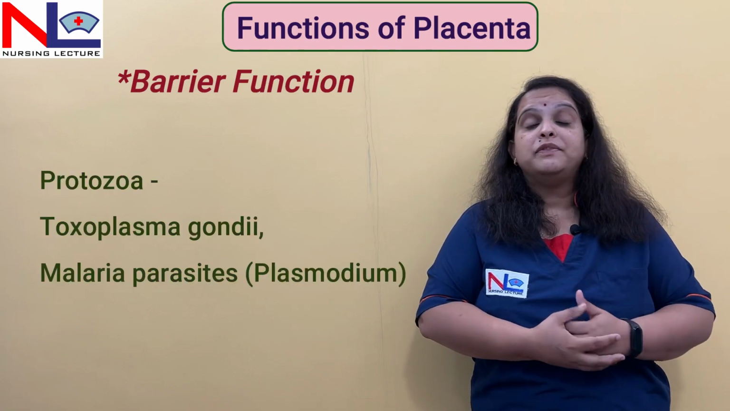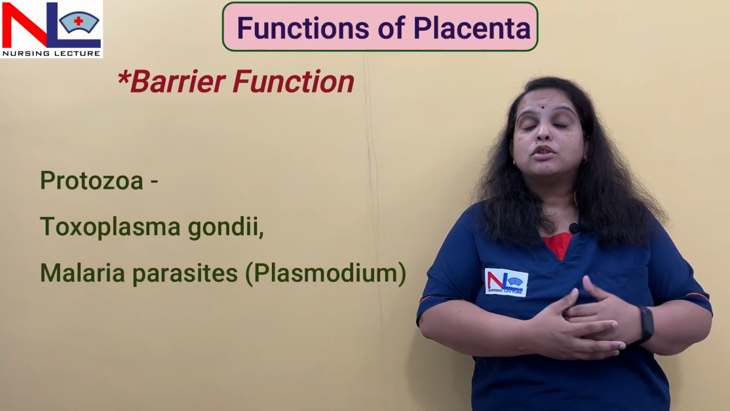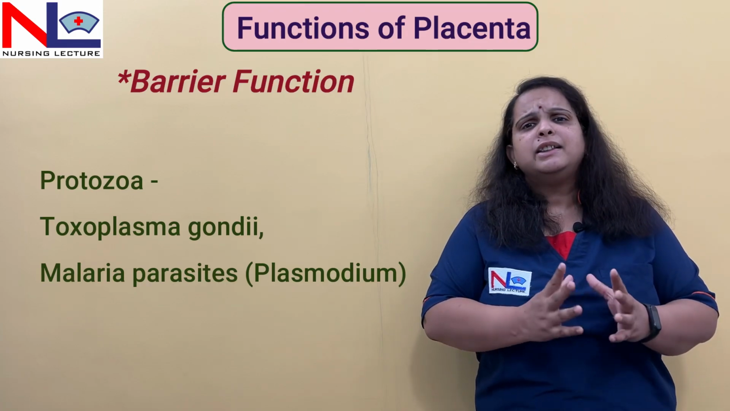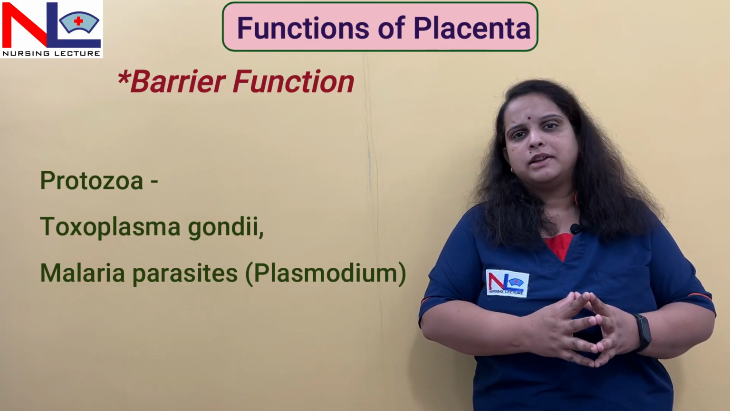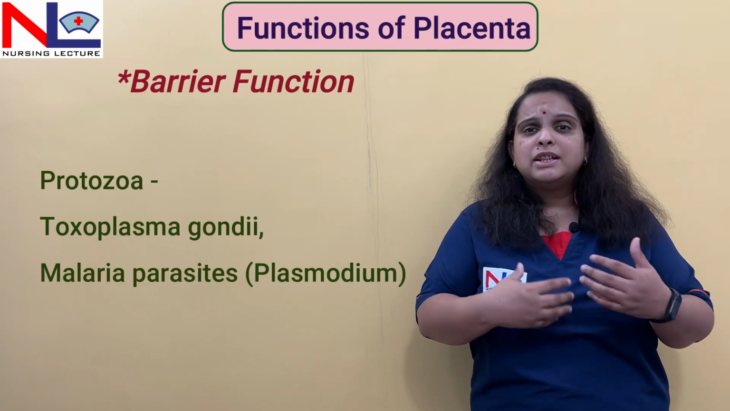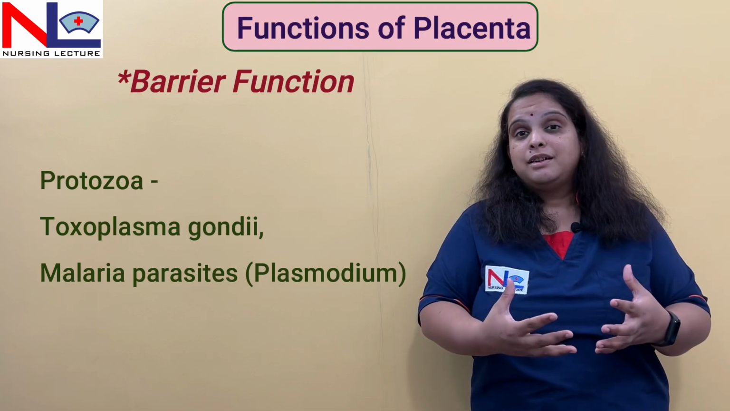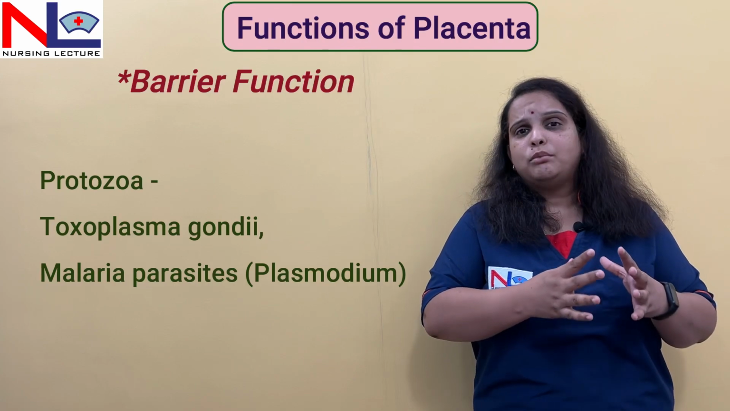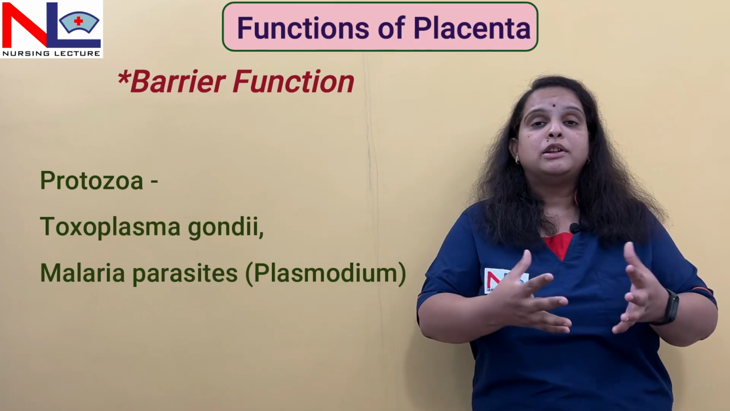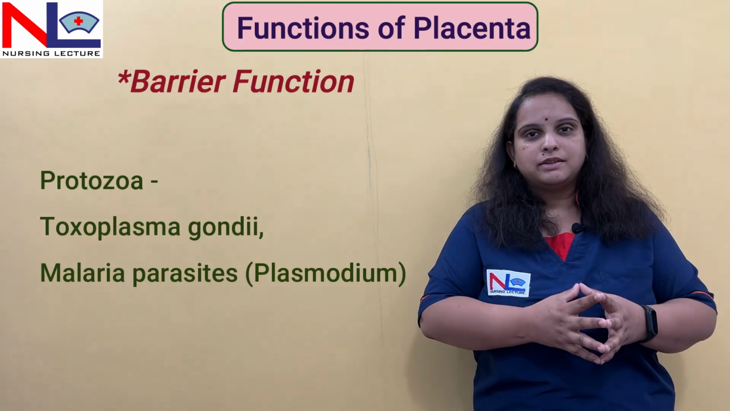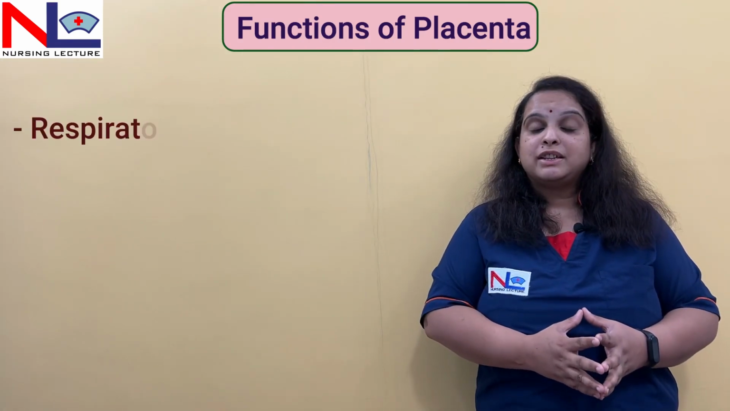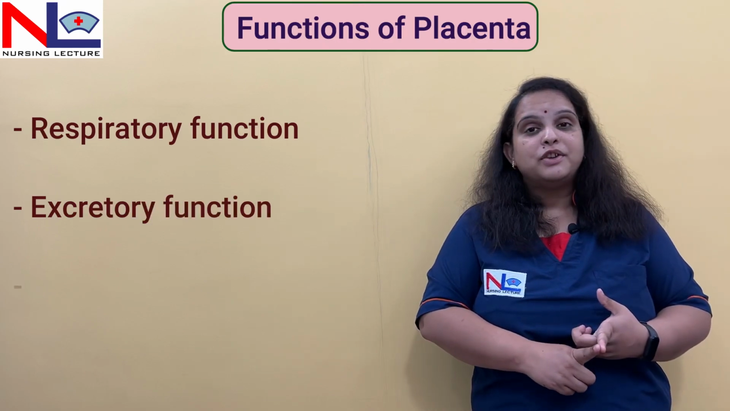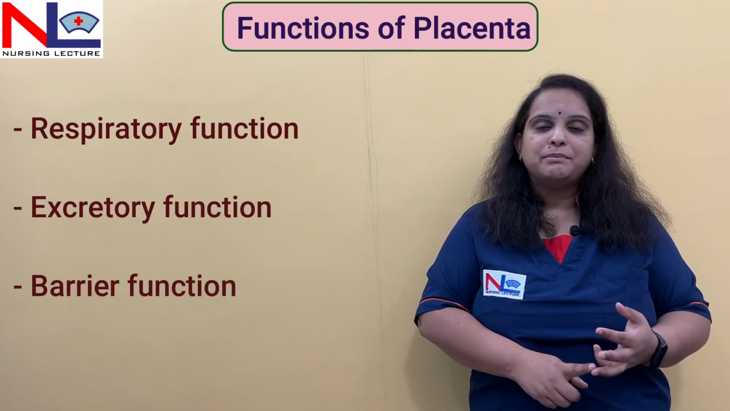And protozoal infections like Toxoplasma gondii, which causes toxoplasmosis, and the malaria parasite can also be transmitted across this barrier. So yes, we are saying it is a barrier, but it is not that effective a barrier. It only holds the molecules that have larger molecular weight and some other substances. So in this lecture, we have seen the functions of placenta: the respiratory function, excretory function, and the barrier function.